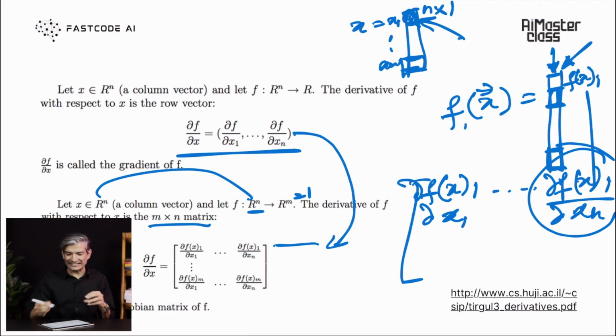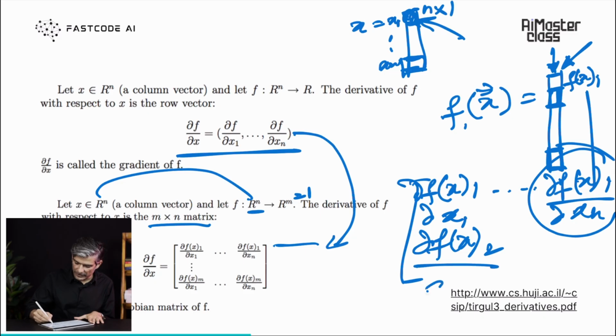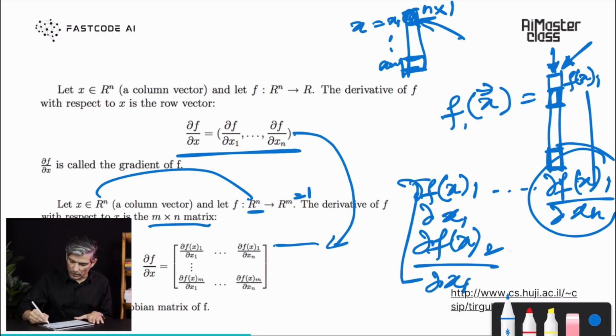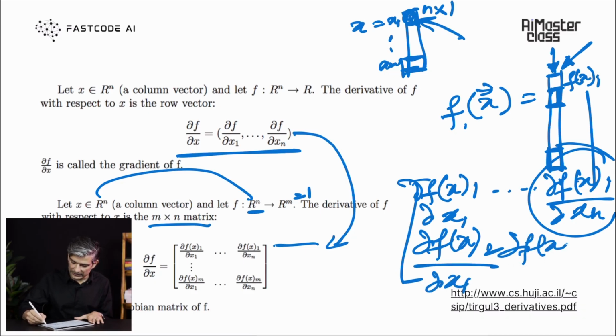And similarly, the second row will essentially tell me how much the second component of my output changes as I wiggle the different components of my input, because it will correspond to dou Fx2 by first x1, then dou Fx, still 2 because the whole row is 2, by x2, and so on.